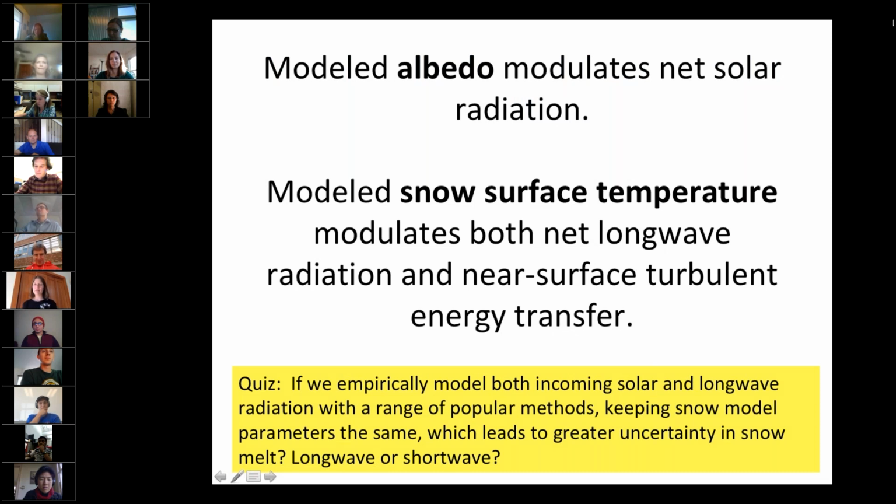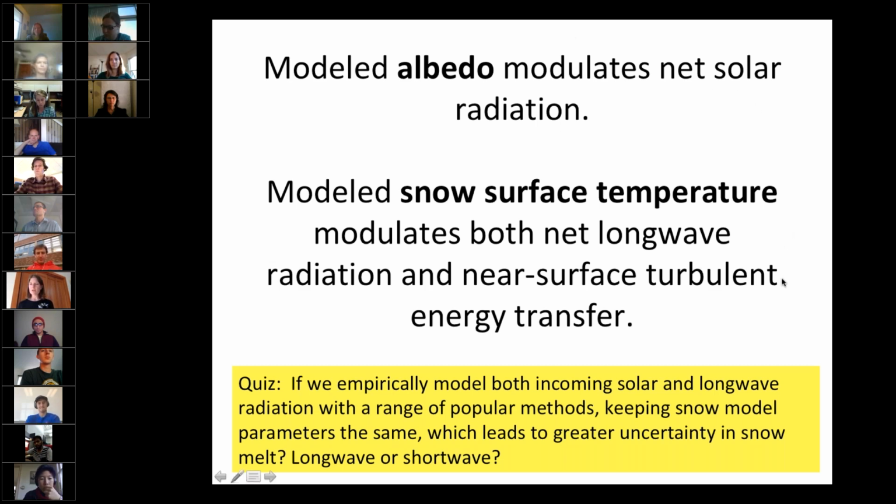Okay, so here's a quiz. So we're talking both about, so this is sort of the interface, and there's two main parameters at the interface that are going to control how the surface of the snowpack interacts back with the atmosphere. So the modeled albedo is going to modulate our net solar radiation, right? That's how much of the sunlight is reflected from the snow. And we could tell from the prior picture, we had a bunch of dust on snow, and so we probably had a pretty low albedo there.